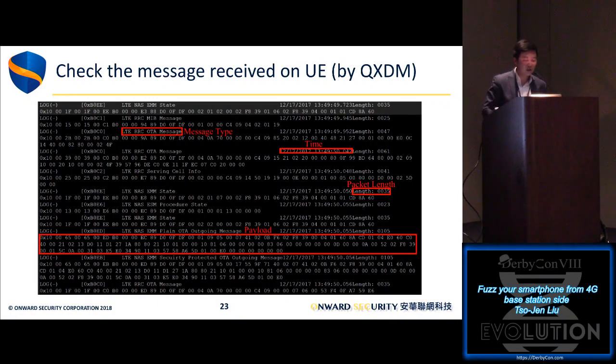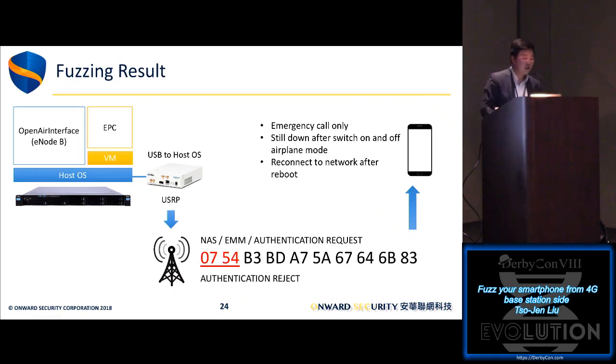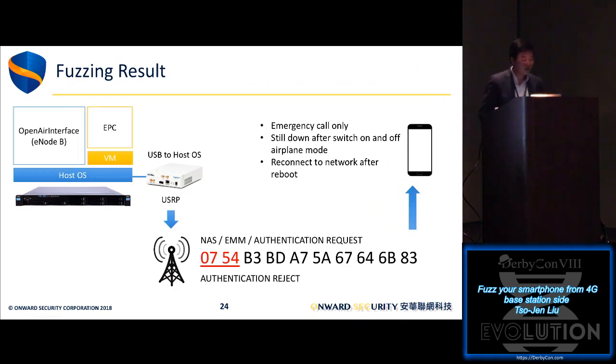So this is the system log from QXDM. You can check the data like the message type, time, packet length, and the payload. What kind of data did we receive? So we can know which data really causes the device crash. Okay, so let me show our fuzzing result. We connect our device, this Google Nexus 5, to our environment.